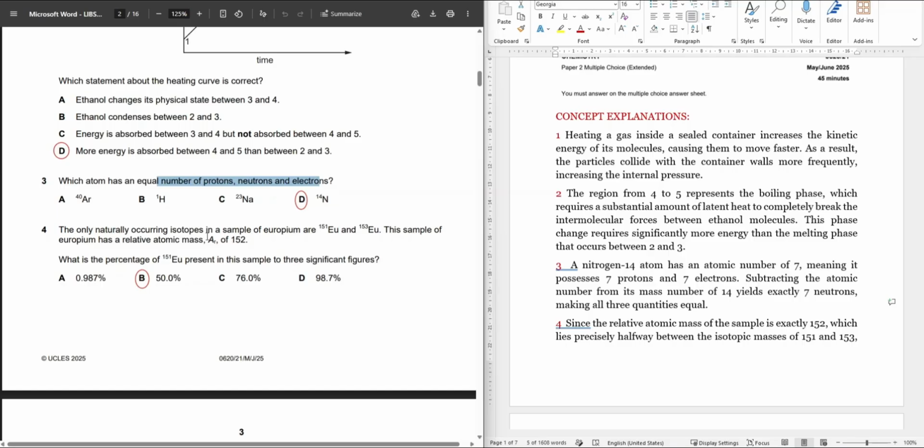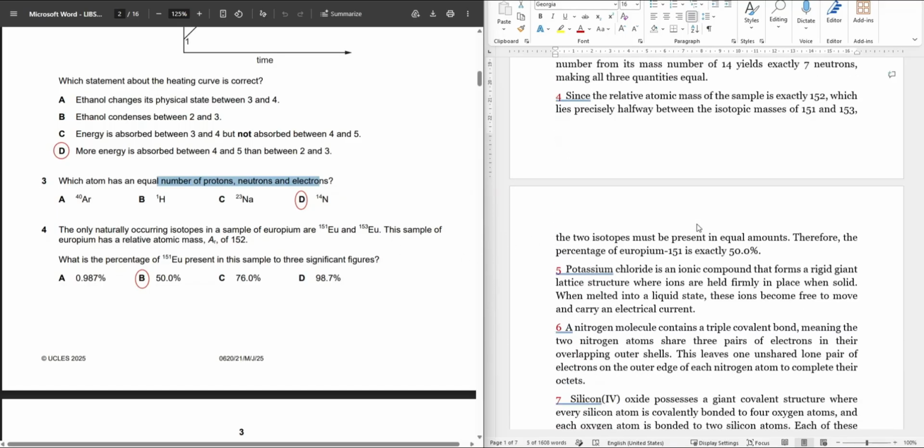All right, now let's move to question number 4. It says the only naturally occurring isotopes in a sample of europium are Eu-151 and Eu-153. This sample of europium has a relative atomic mass Ar of 152. Now, what is the question here? What is the percentage of Eu-151 present in this sample to 3 significant figures?